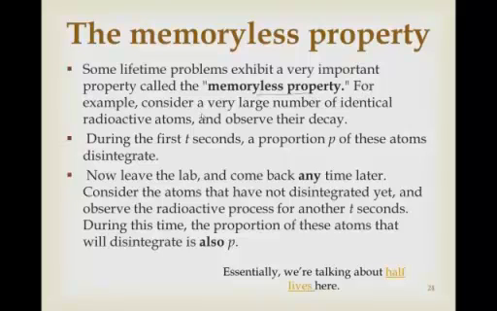We can consider a very large number of identical radioactive atoms and observe their decay. In the first t seconds, a proportion p of those atoms is going to disintegrate. If we leave the lab and come back later, there will be some atoms that haven't disintegrated yet, and we observe again for another t seconds. During that time, the proportion of those atoms that disintegrate is also going to be p.